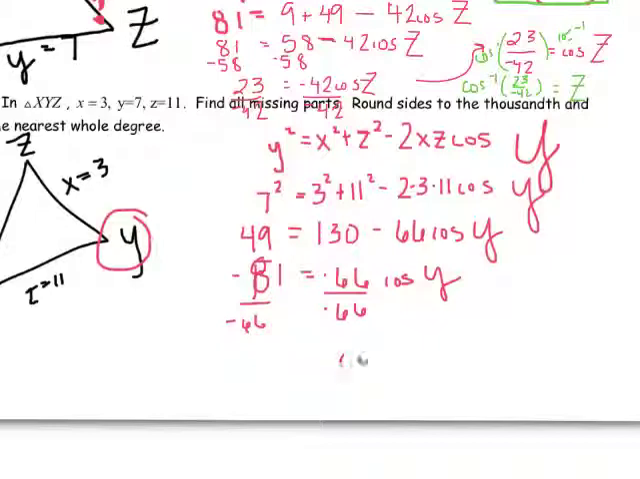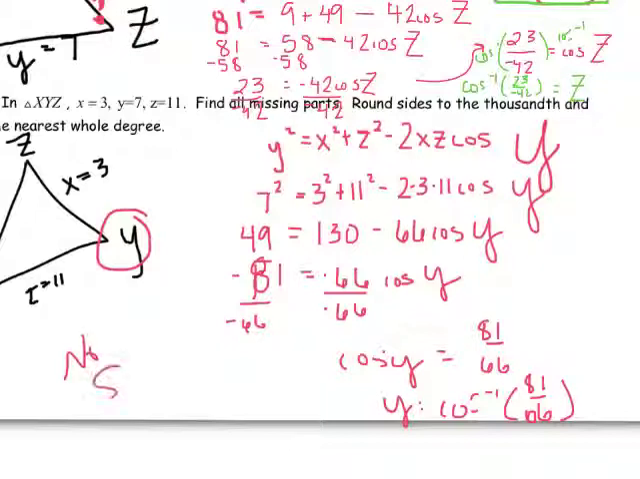So I end up with cosine y equals 81 over 66 if you inverse cosine that. So everybody, if you do this, you actually end up getting an error on your calculator. It says domain. So this is no solution. I do want to talk about why this is no solution, rather than just saying it's no solution.